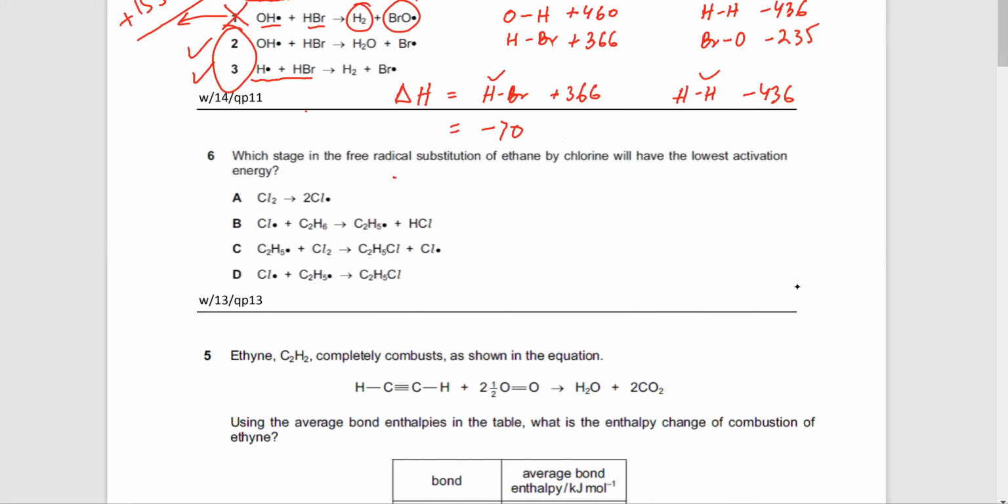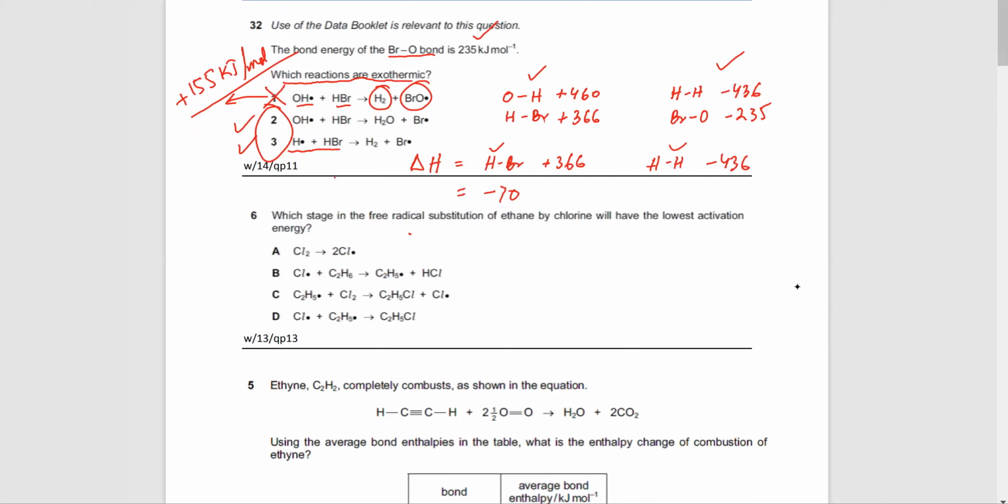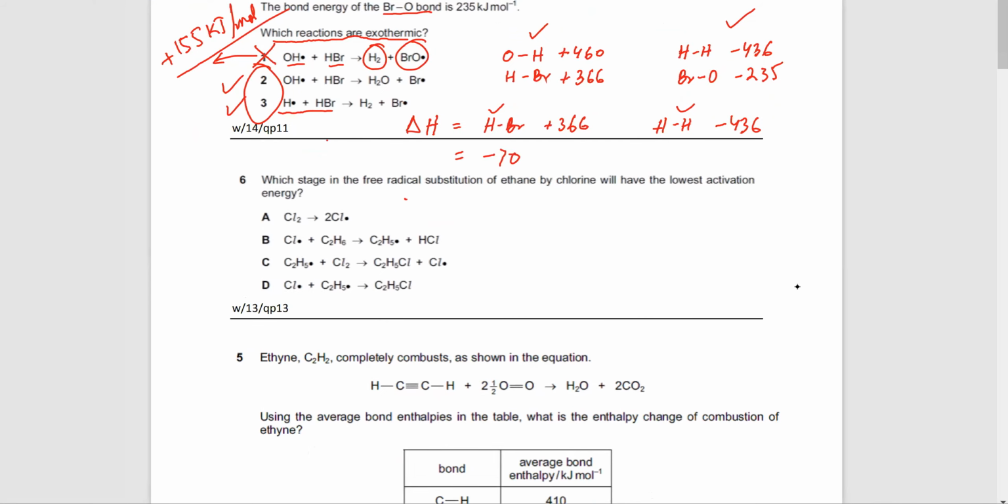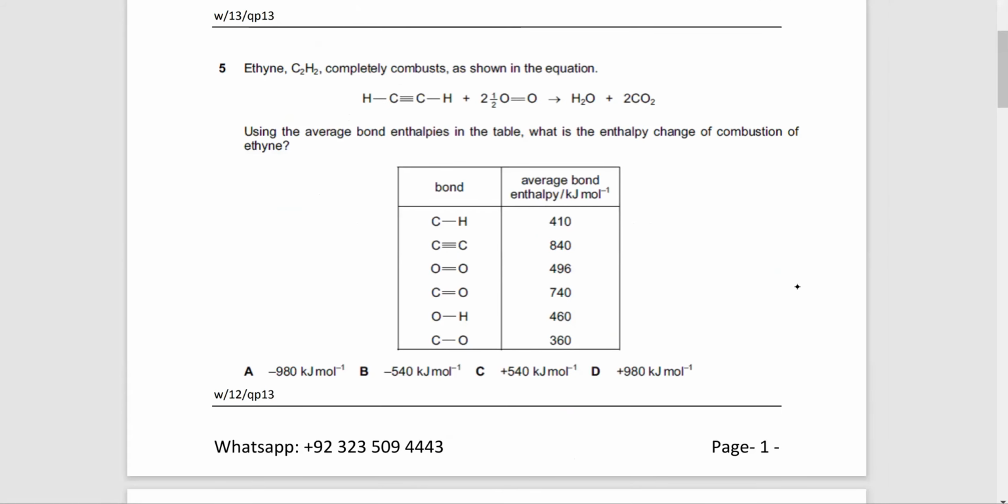Let's have another one. We can ignore number 6 for now. We'll just focus on these questions. Here's another question, and the table is given in front of you. So using average bond enthalpies in the data, what is the enthalpy change of combustion of ethane? So break all the bonds and form new bonds.